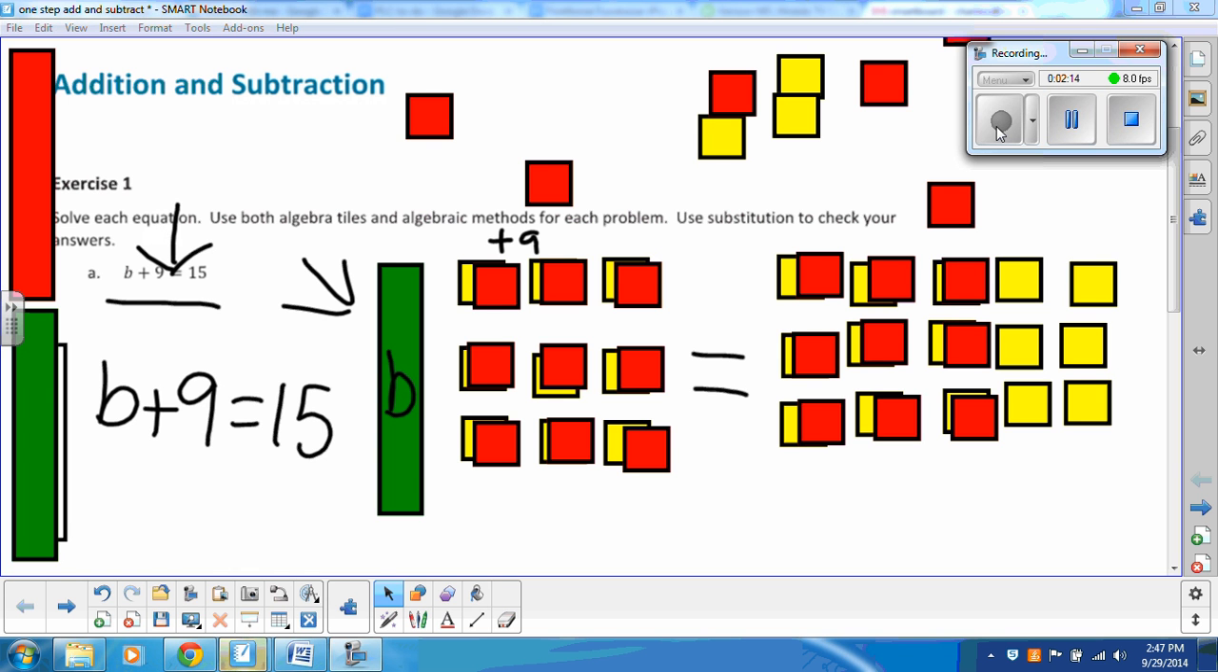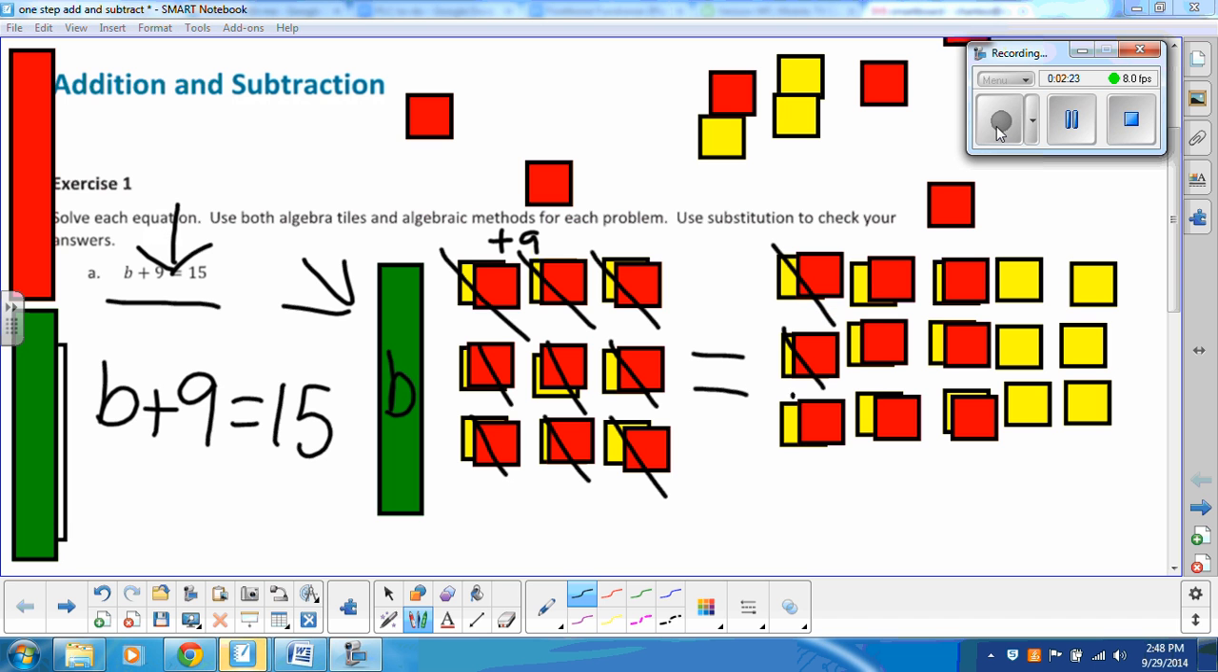So now we have to look at this, and if we have plus and minus 1, that means we have zero pairs. So these all go away. These go away. Zero pairs. They mean nothing. And what we're left with is 1, 2, 3, 4, 5, 6 positives. So at the end of the day, I have 1b equals 6 positives, and that is my answer. So that's what it looks like using algebra tiles.